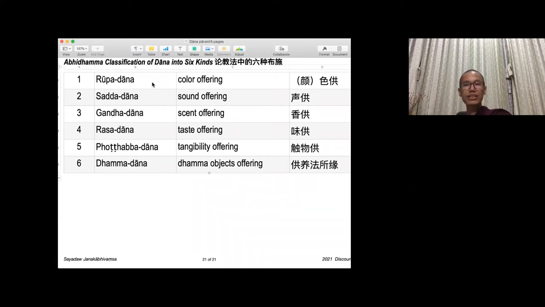Okay, next one is Dhamma Dana, Dhamma objects offering. This is different from the previous Dhamma Dana. In the previous Dhamma Dana, Dhamma means practice. This Dhamma means phenomena.